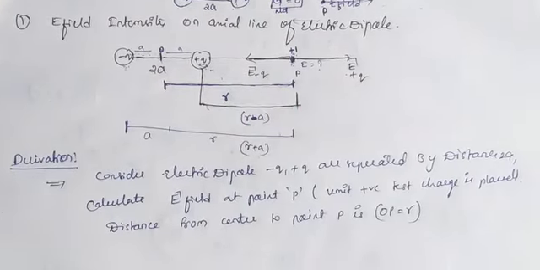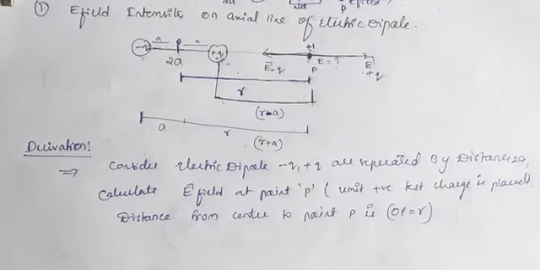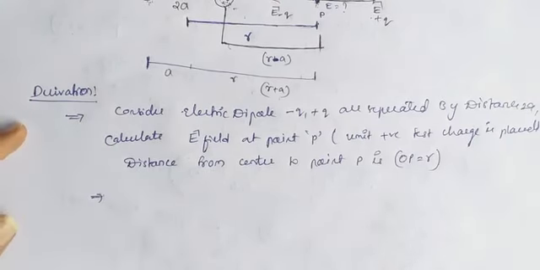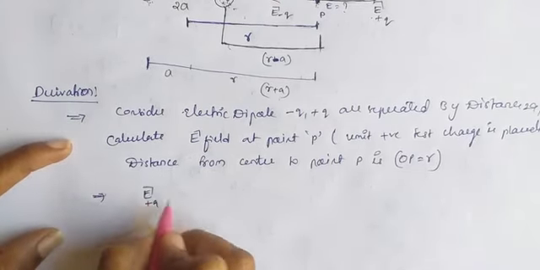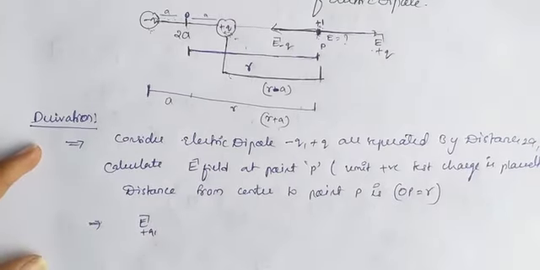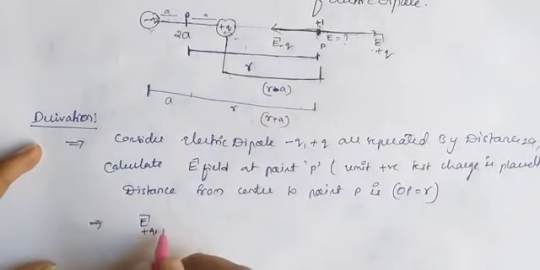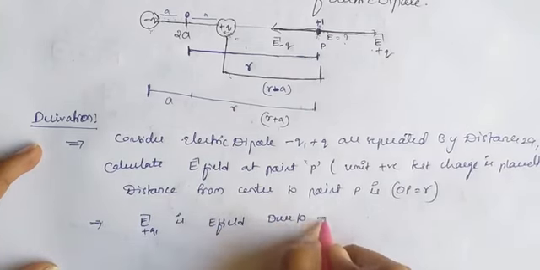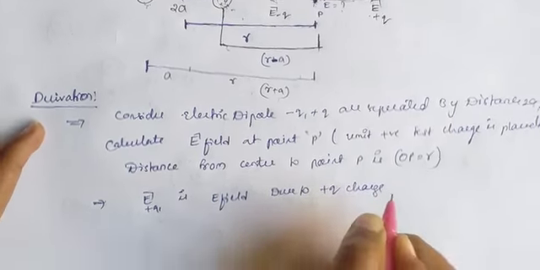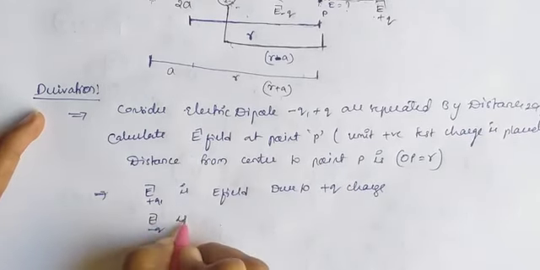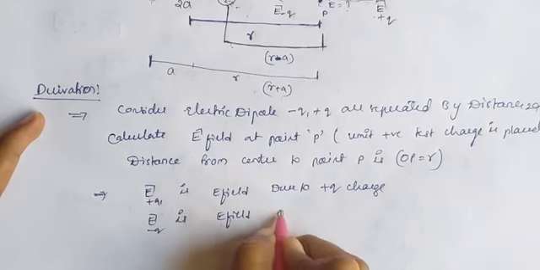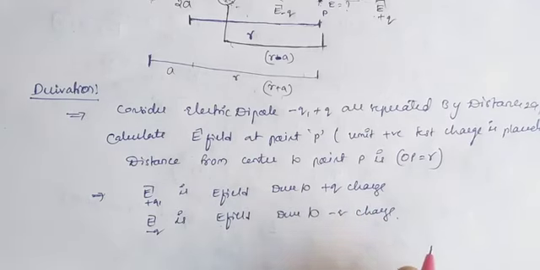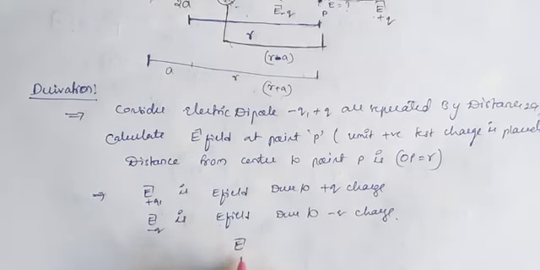Okay, now here I want to get the electric field at that point P. Okay, so now here E plus Q. Okay, see here, this is the E plus Q, no? E plus Q is what? Electric field due to what? Which charge? Positive charge. Okay, E minus Q is what? Electric field due to negative charge. Okay, now I want to get the resultant electric field. Okay, so that is E resultant.